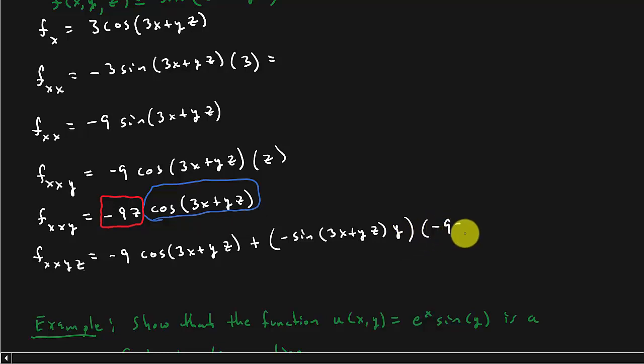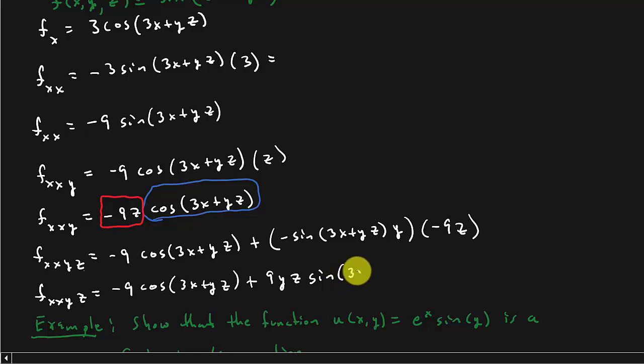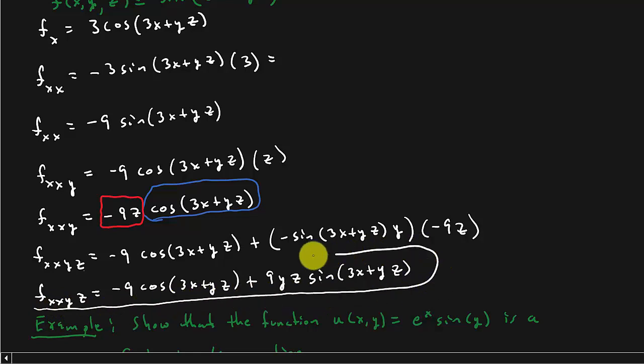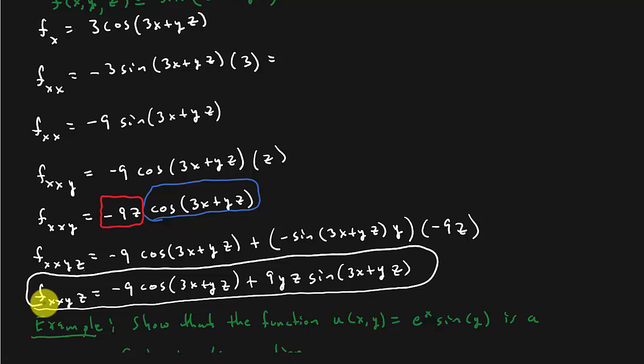And then that's going to be times negative 9z. And so now we got f_x(x, y, z) is, what is that, negative 9 cosine(3x + yz) plus 9yz times sine(3x + yz). And this is the final answer that they want. All right, so that one took some work, but hopefully it gives you the idea of what's going on.